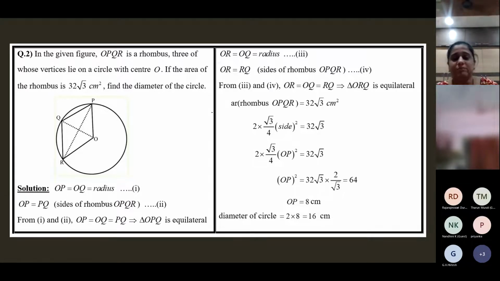Okay. Maybe you can include the step. You can just write: area of rhombus OPQR is nothing but area of equilateral triangle OPQ plus area of equilateral triangle ORQ, which is equal to 32 root 3. Because it is the sum of two equilateral triangles, it is 2 into root 3 by 4 side square. So you can just include that.